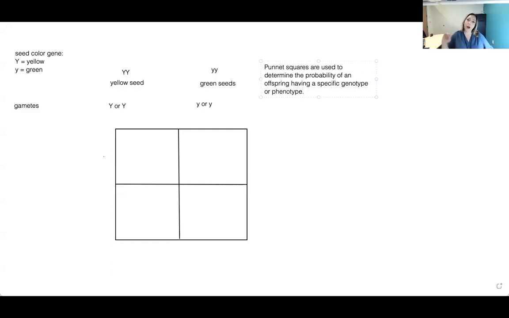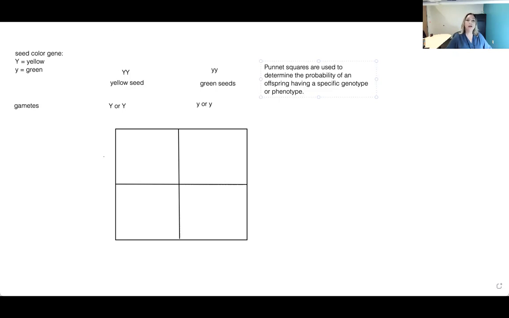So we're looking at probabilities, right? The Punnett square is not telling you that there were 4 offspring. It's probabilities. There could be 200 offspring. There could be 10 offspring. Okay, this is not the number of offspring.